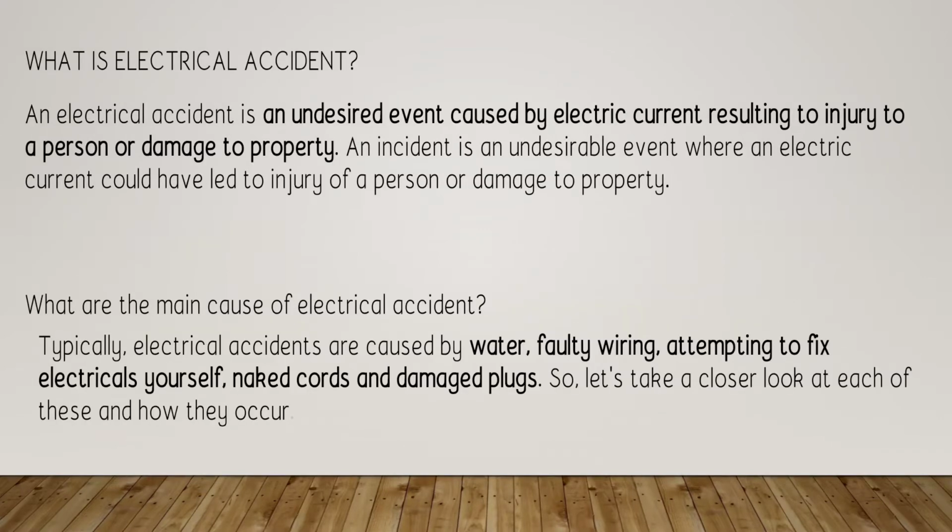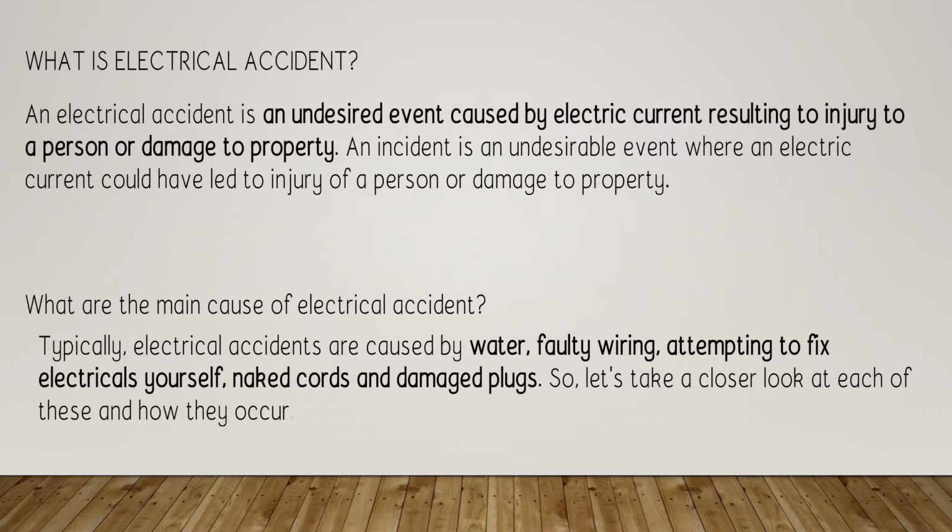What is an electrical accident? An electrical accident is an undesired event caused by electrical current resulting in injury to a person or damage to property. An incident is an undesirable event where an electrical current could have led to injury of a person or damage to property.